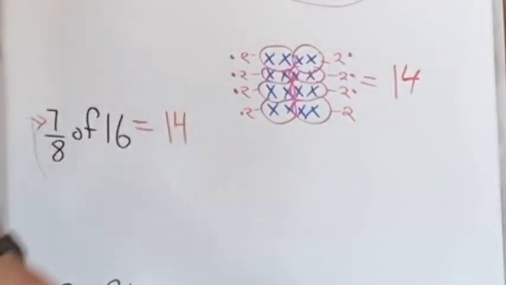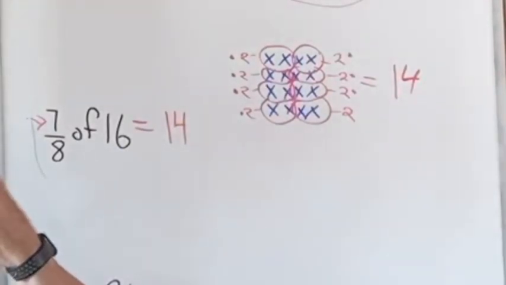Now I want you to try 2/3 of 18 right now on your own. Remember to make the array. You're going to start your array off with 18 x's. Do it now and then come back to me.